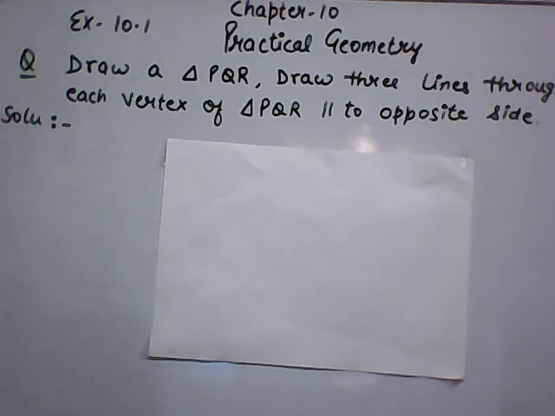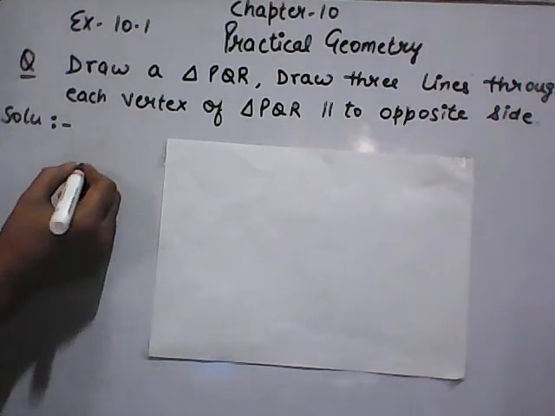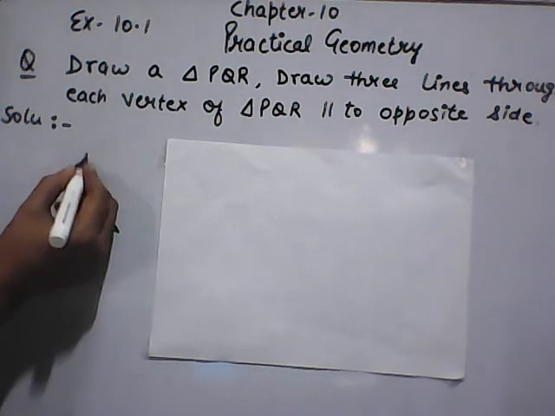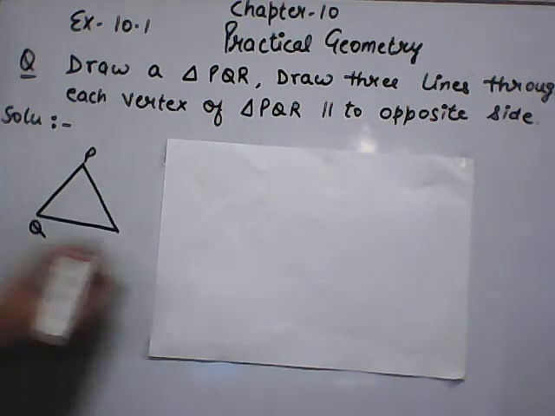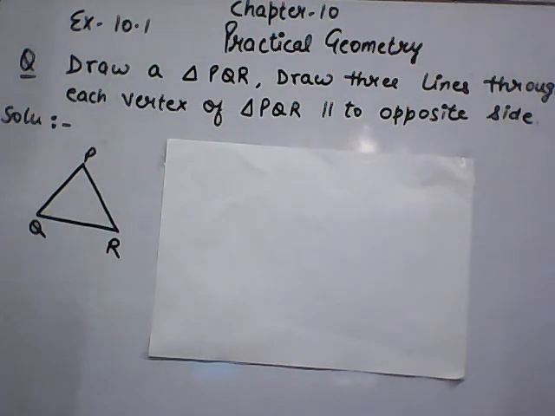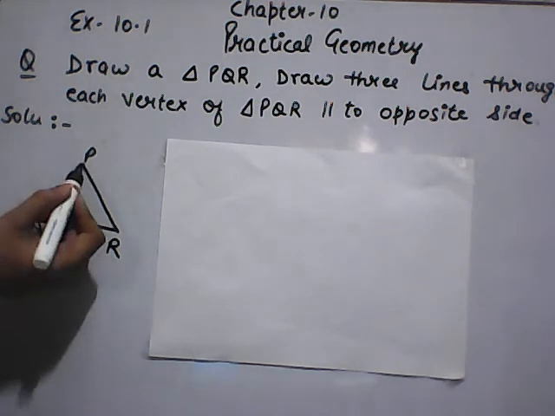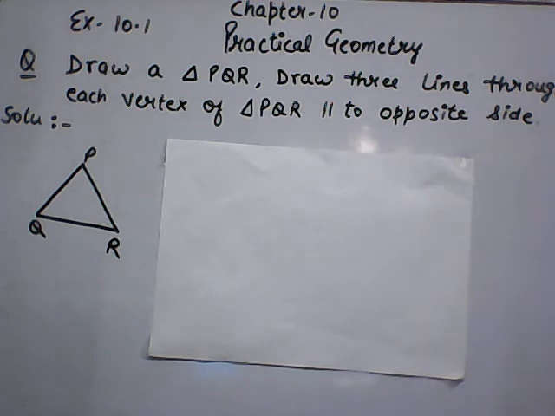In this question, you have to draw a triangle PQR. Draw 3 lines through each vertex of triangle PQR parallel to the opposite side. It means you have to draw a triangle PQR. Now, the points P, Q, R are non-collinear points. Non-collinear points means these 3 points do not lie on the same line. That's why join PQ, join QR, join RP. Now PQR forms a triangle.